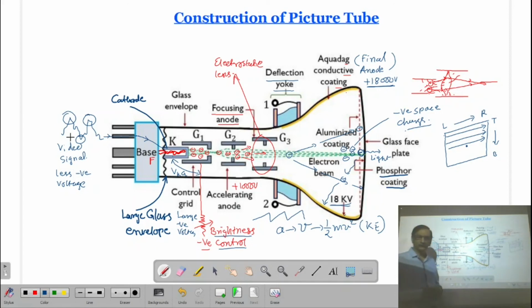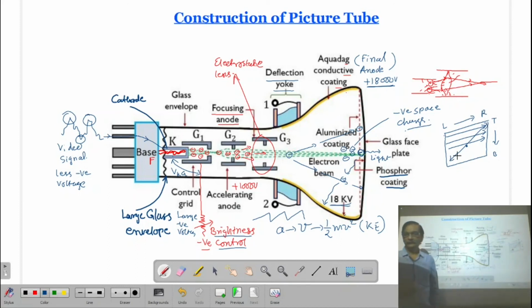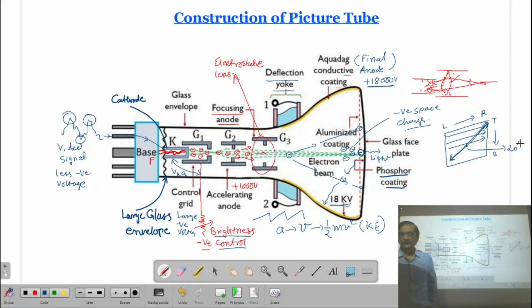In the picture tube, the size is normally measured in a diagonal position. Remember, when we say that the picture tube is 20 inch, it doesn't mean horizontal or vertical. 20 inch means the diagonal distance. You can have a picture tube of 20, 22, 25, 28 inch like this. Picture tubes are available in the market.